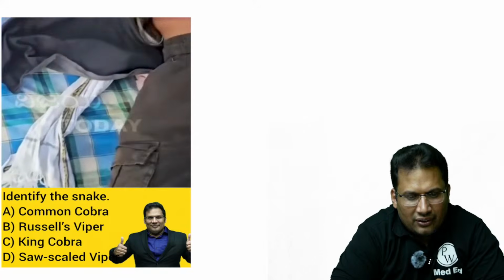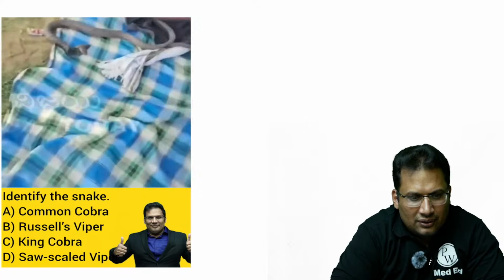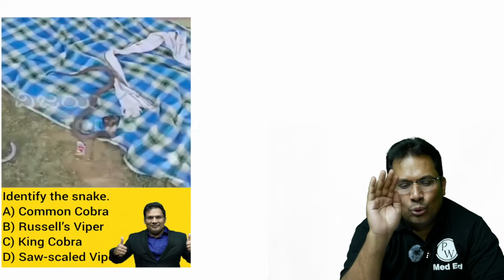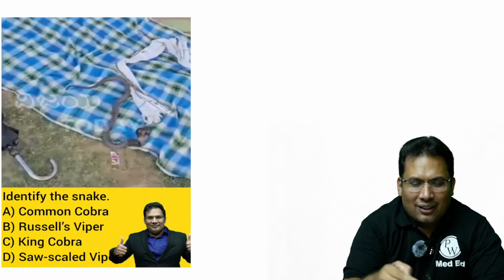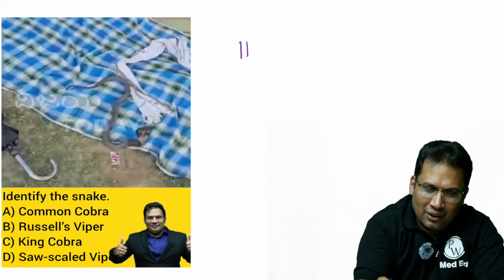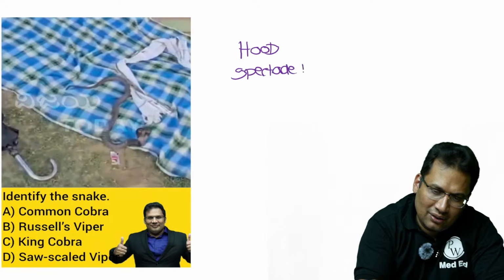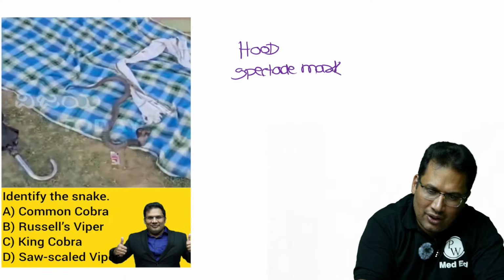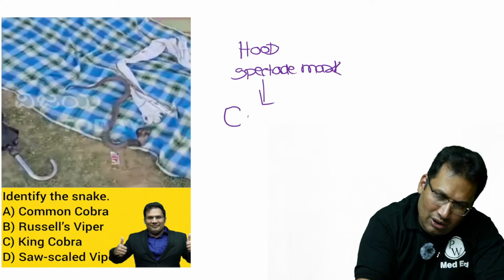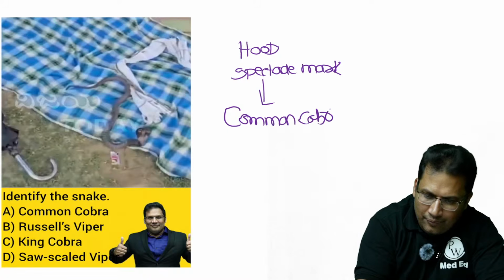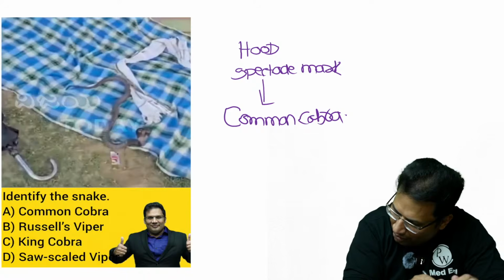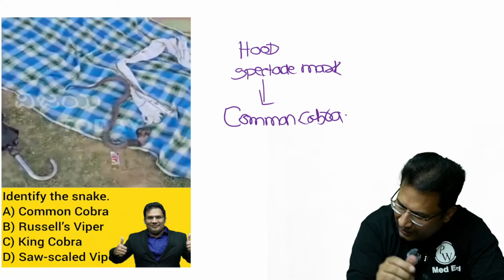What is this snake? Now you can see, when you see hood, spectacle mark, okay, hood is there, spectacle mark is there. So this must be common cobra. Common cobra is the correct answer. Okay?